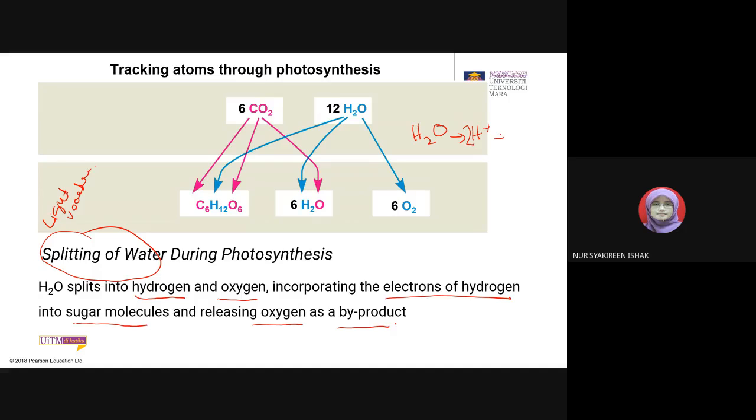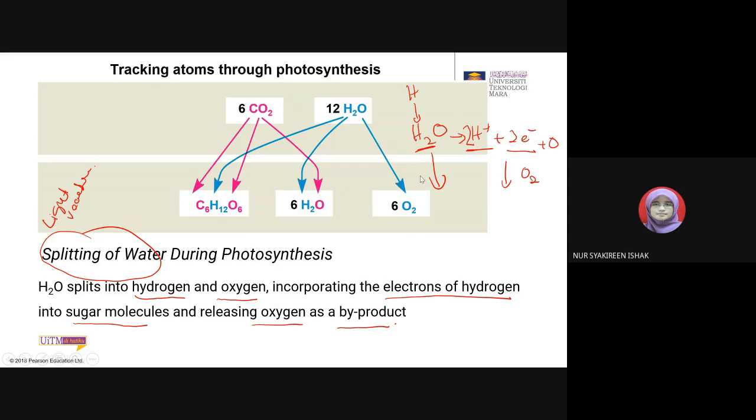Okay, 2 hydrogen ion plus 2 electrons, sebab dia daripada hydrogen atom kat sini kan. So atoms akan menghasilkan hydrogen ions dan juga electrons. So because you have 2 hydrogen atoms, it produces 2 hydrogen ions, 2 electrons and 1 oxygen atom. So in order to release oxygen molecule, which is O2, it requires two water molecules that undergo photolysis of water to release one oxygen molecule.